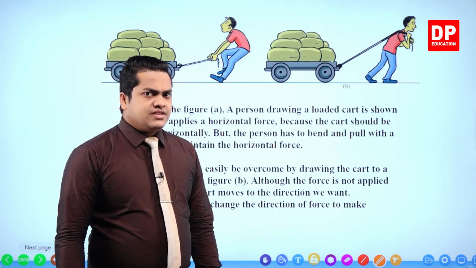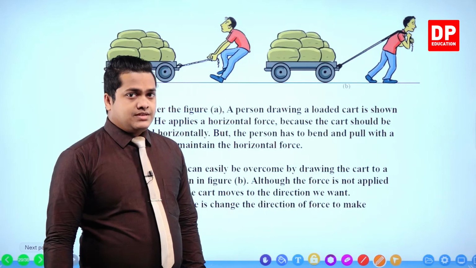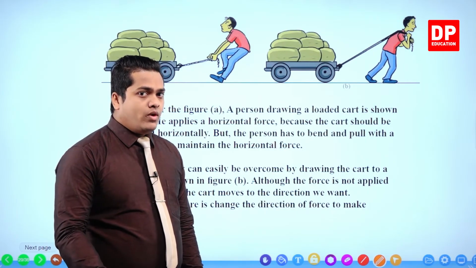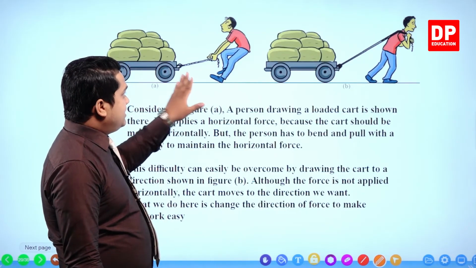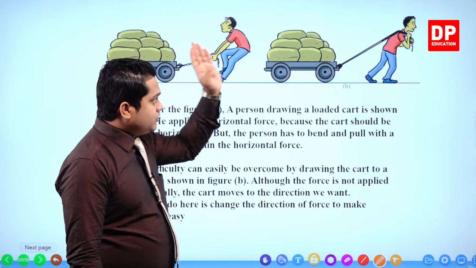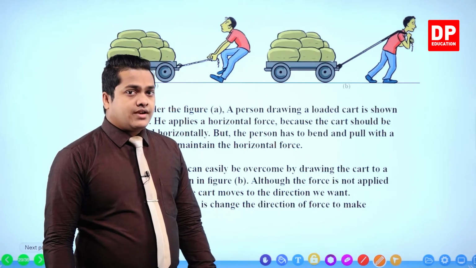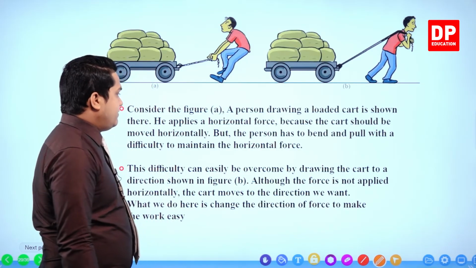Now, what's the difference in here? The difference is that, my dear children, in both the instances, the person is applying a force. But rather than using this position or this pose, it's easier to use that kind of a position or that kind of a pose, right? So here it is given.